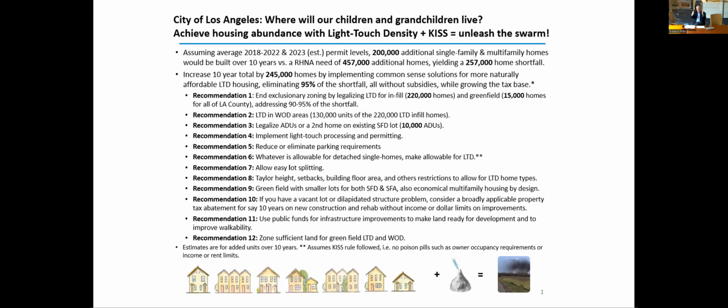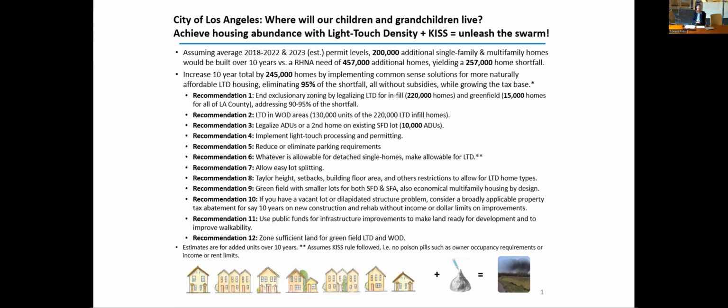The reason that number is relatively low is because LA City and LA County don't build much. Therefore, if you increase the density of not building much, you don't get a whole lot. You're really going to get the big kick in with the infill light touch density. The WOD I mentioned earlier would be a large portion of this. That's already 130,000 of that 220,000. And then you could do ADUs.